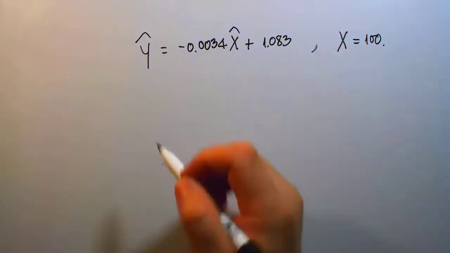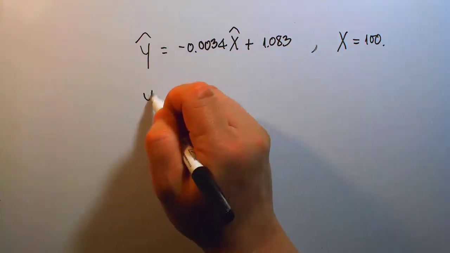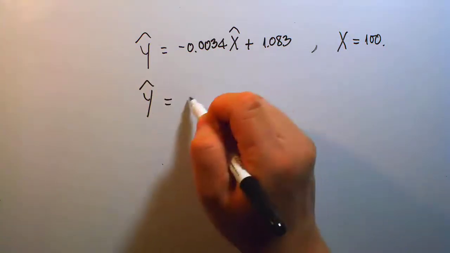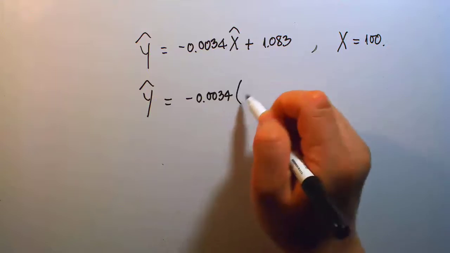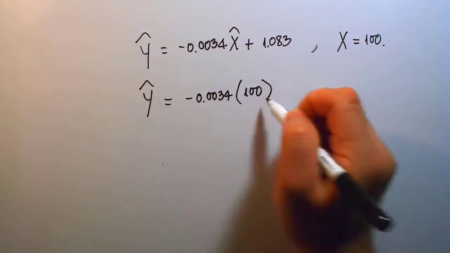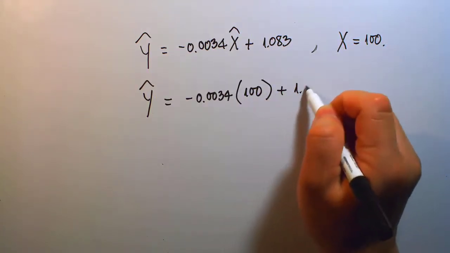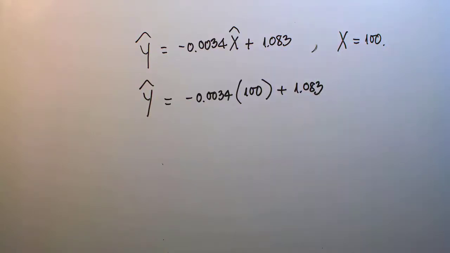With paper and pencil, what we do is simply use the equation with negative 0.0034 and substitute in the value 100 for x hat. Then we add 1.083, and the value will come out.